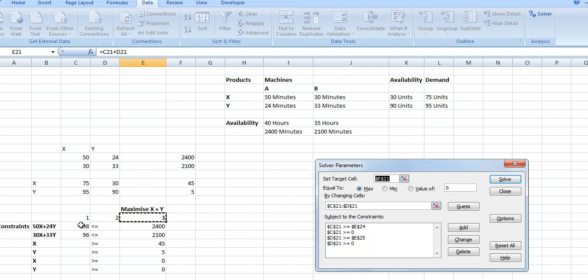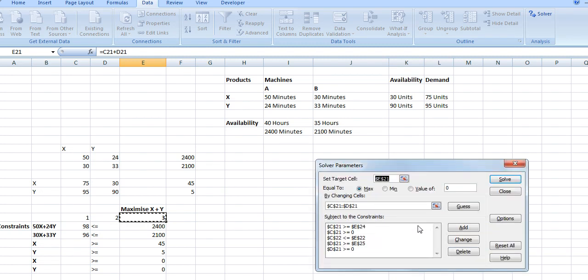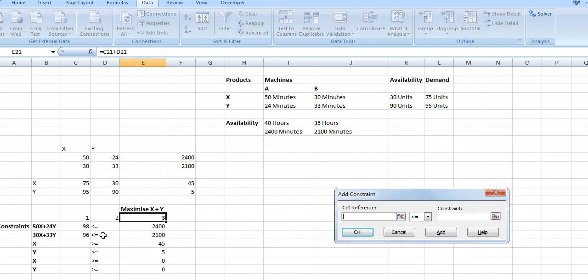Here you see 98 and 96. I already added the formula for 50X plus 24Y and 30X plus 33Y. So we'll add the constraint directly. The value in this cell should be less than or equal to the value in this cell. We'll add another constraint. The value in this cell should be less than or equal to the value in this cell. Okay.